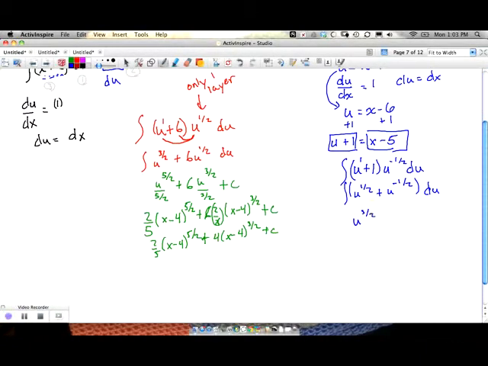We're taking the antiderivative of that. That's going to give me u to the 3/2 over 3/2 plus u to the negative 1/2 plus 1 is just 1/2 over 1/2. So now let's do some simplifying. Got a plus c, of course. 2/3, and u in this case is x minus 6. Then we got plus 2 times x minus 6 to the 1/2. Excellent. Done.